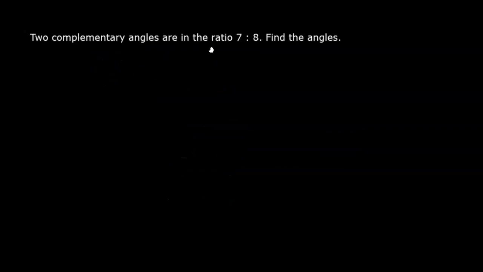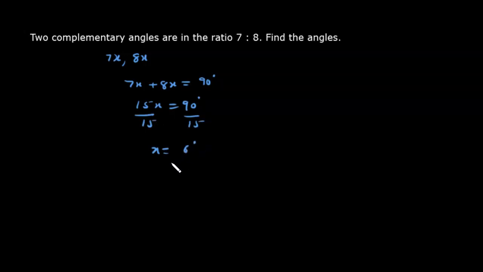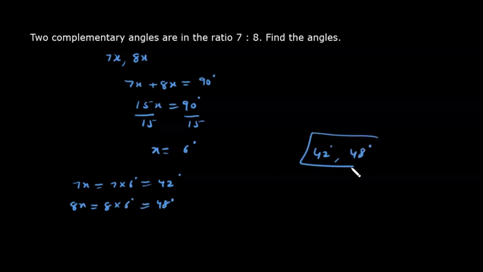Two complementary angles are in the ratio of 7:8. Find the angles. Let's take the angles as 7x and 8x. Because these are complementary angles, they add up to 90 degrees, or 15x is equal to 90 degrees. If we divide both the sides by 15, we get x is 6 degrees. So the first angle is 7x, so 7 times 6 equals 42 degrees, and the second angle is 8 times x, which is equal to 48 degrees. So the two angles are 42 degrees and 48 degrees.